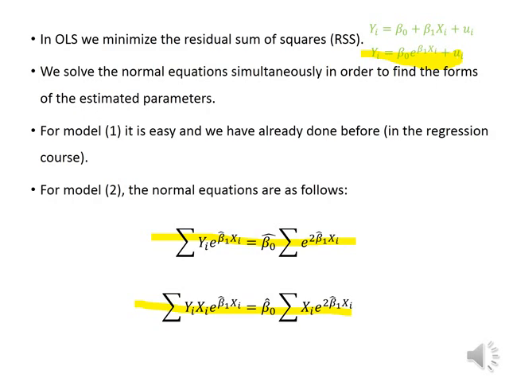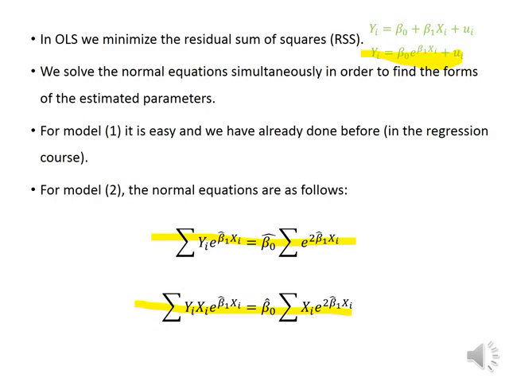These are the resulting normal equations from minimizing the residual sum of squares of model 2. I will differentiate with respect to beta naught and equate to 0. And then I will differentiate with respect to beta 1 and equate to 0. At the end, I will have these two normal equations. And of course, these two normal equations cannot be solved simultaneously. I cannot find an explicit solution for beta naught hat and beta 1 hat. You can try it by yourself.